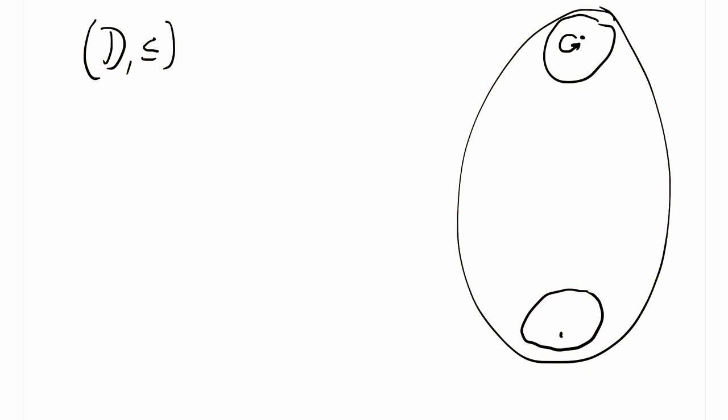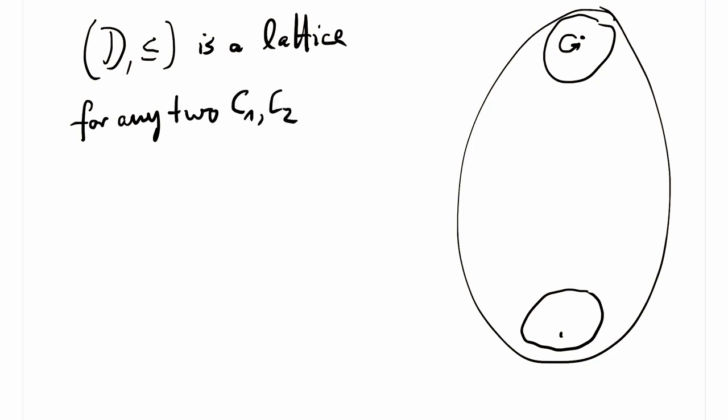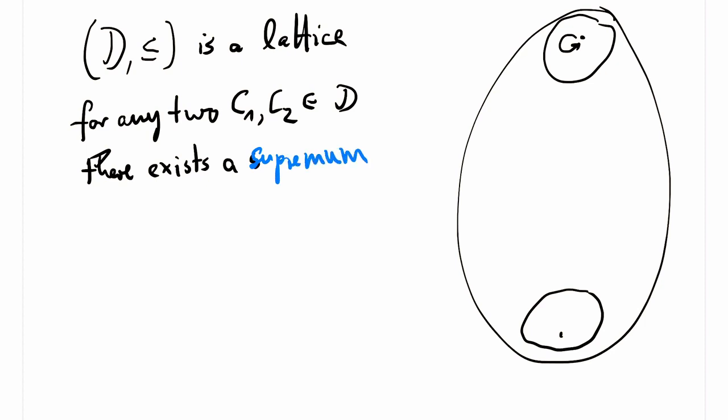In the middle, this poset is quite complicated. But one interesting thing that we can say is that it is a lattice. A lattice is a poset which has for any two of its elements a unique smallest upper bound. So if we pick two equivalence classes C1, C2 in calligraphic D, there exists a supremum and an infimum.